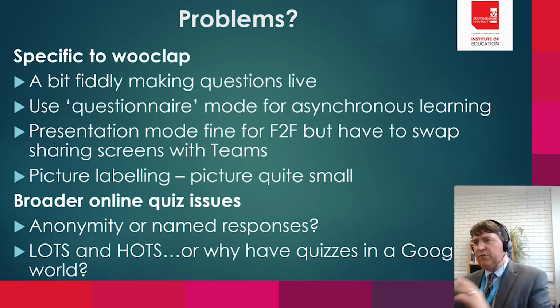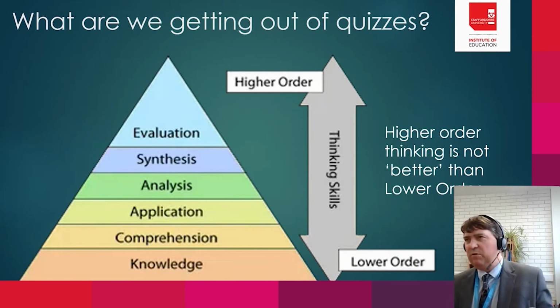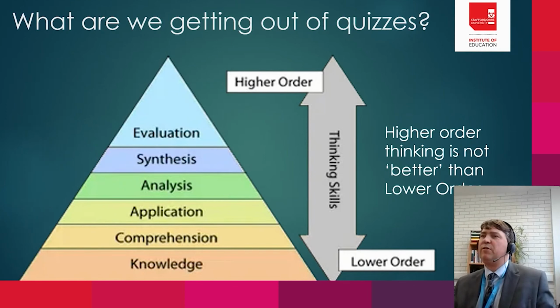So LOTS and HOTS is what I wanted to talk about very quickly in a couple of minutes. But it's thinking about, well, one of the dangers of these quizzes is why have a quiz when all the answers are Googleable? You've probably seen the old Bloom's taxonomy here, which talks about the different order of skills, the LOTS and the HOTS. And I think one key takeaway from today is never to think that lower order skills are lesser than higher ones. They are both super important.